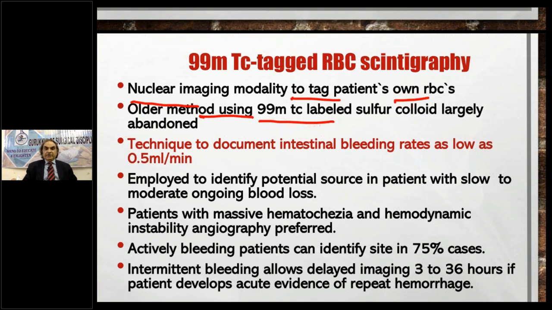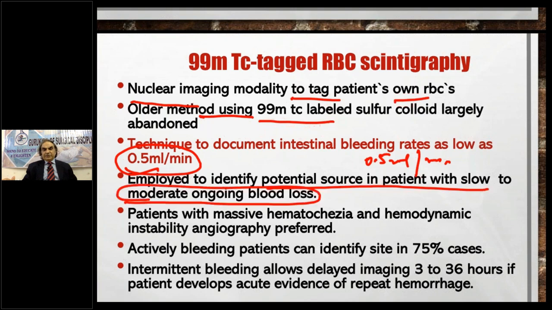The technique can document intestinal bleeding rates as low as 0.5 ml per minute. So little bleeding can be detected, and you're not surprised because it picks up the RBCs tagged with technetium-99m, and you can see them with a gamma camera. It's usually identified as a potential source of slow to moderate bleeding. I don't think it's practically very useful in a massive bleed, because everything will be washed out. A lot of blood will come out, so you won't be able to catch it.